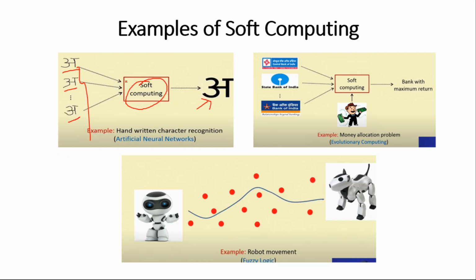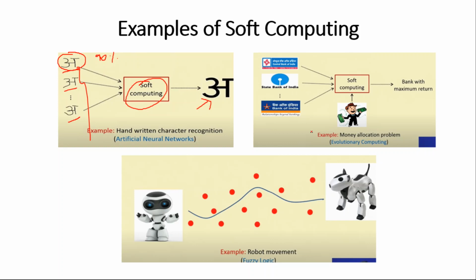So here, the soft computing should take these inputs and try to map them to this output. It approximates; it just assumes that it is somewhat equal to this, maybe with 90% accuracy, something like that. Similarly, this is another type of problem.